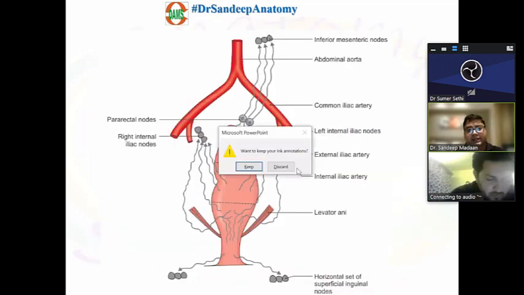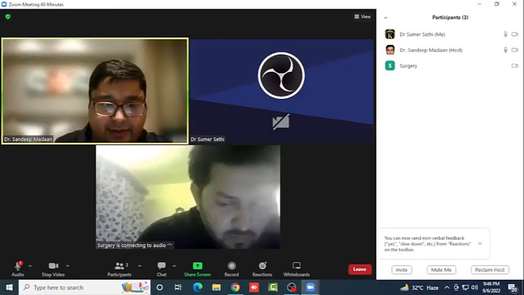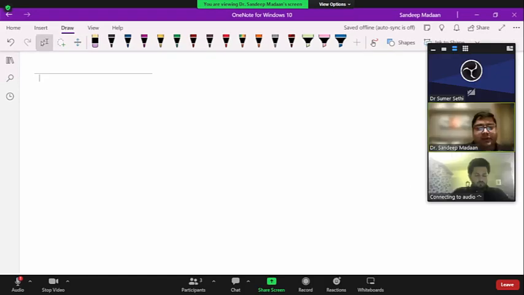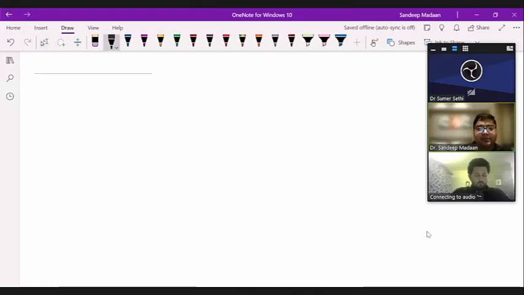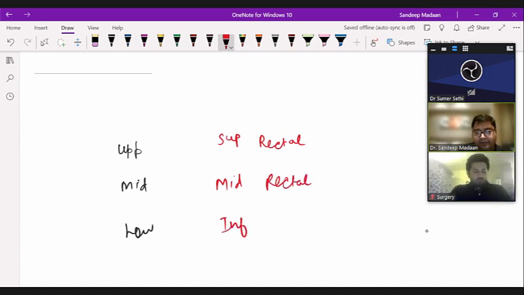Let me explain this. Now here we can see this. So if we talk about upper part, middle part, and the lower part, right? In the upper part, we have superior rectal artery, in the middle part we have middle rectal artery, and in the lower part we have inferior rectal artery, correct? Now, superior rectal artery is a branch of what?